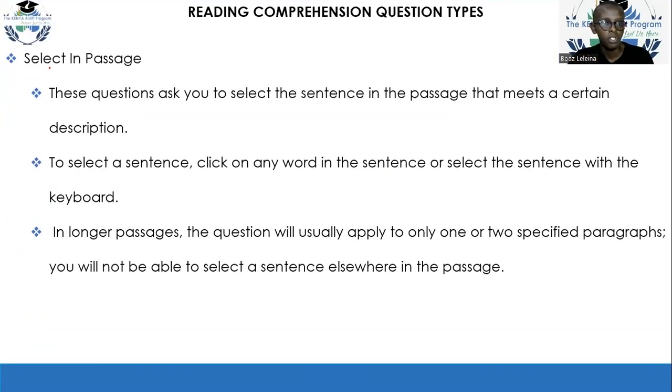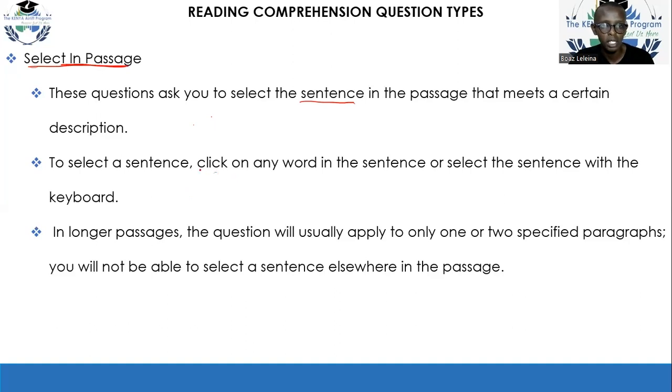So another type of question that you'll get for the reading comprehension is select in passage. These questions ask you to select a sentence in the passage that meets a certain description. So you'll be given a prompt there, and then you're asked to pick a sentence. You'll be able to click with your mouse on a certain paragraph and then on a certain sentence within the paragraph that you feel is the correct answer for this prompt. So if you are asked about a specific thing that happens in the paragraph, are you able to quickly identify that topic, or that section of the paragraph, and then select that sentence?